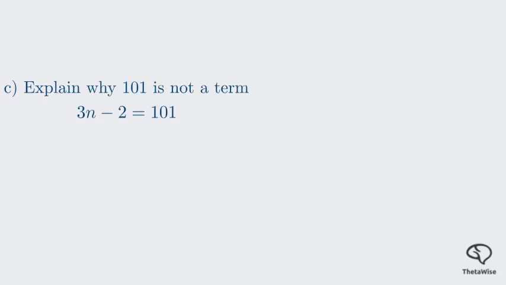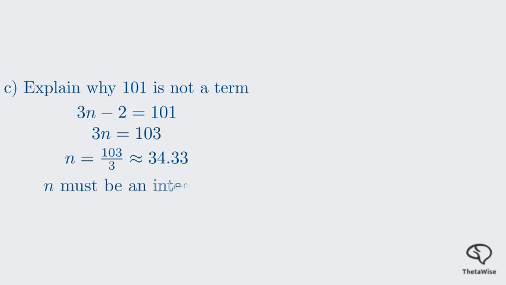In part C, we must explain why 101 is not in this sequence. Let's try to solve it like we did in part B. Add 2 to both sides, which gives 3n equals 103. Divide by 3, and we get n equals 34.333 recurring. Because n is not a whole number, 101 cannot be a term. In any sequence, the position n must be a positive integer. If we can't find a whole number for n, the value isn't in the sequence.